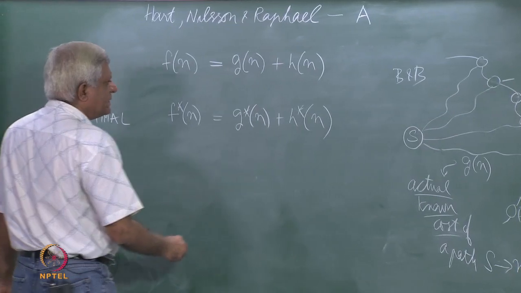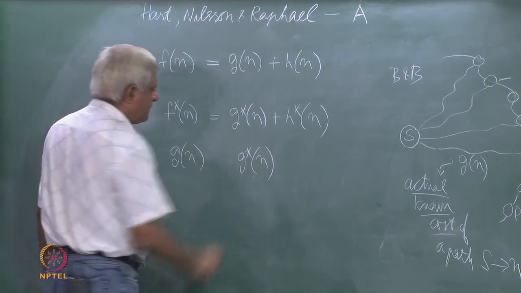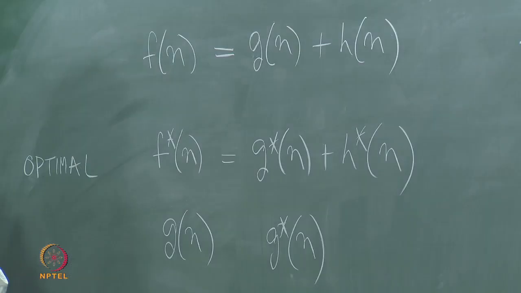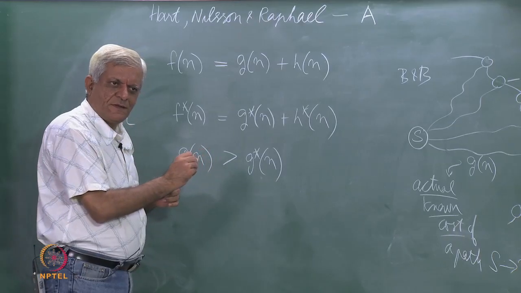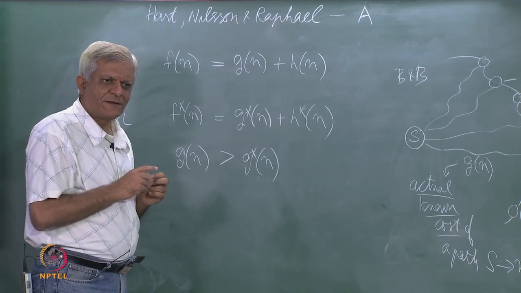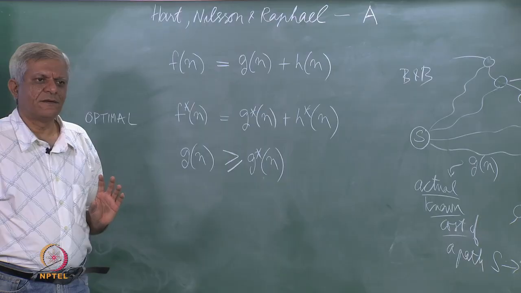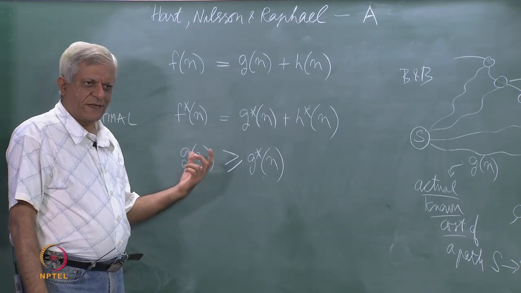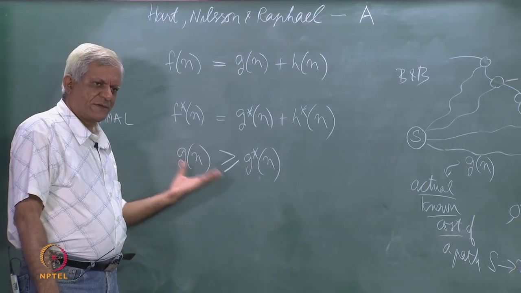What is the relation between g of n and g star of n? Is it equal, lesser than, or greater than? Greater than? How many people feel it is greater than? Only one. You said greater than, right? Greater than or equal to. Okay. Why greater than or equal to? Yeah. So, g of n is the path that you have found to that node n so far. It may be not the best path. So, it could be cost greater than g star of n essentially.